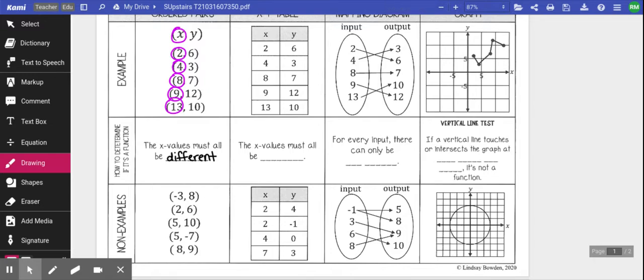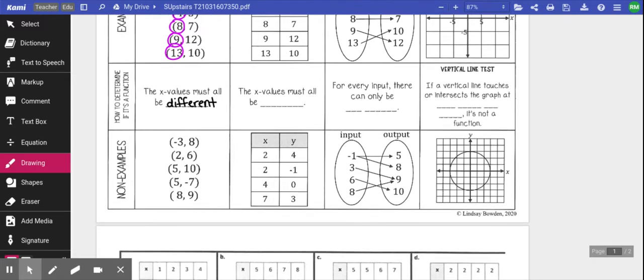Do we care about the y values? No. We only care about the x. So we're only looking at our input. Are all the inputs different? Yes. Let's go ahead and look at this next one.